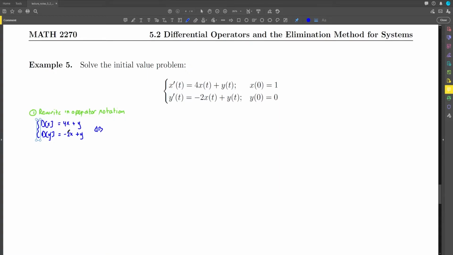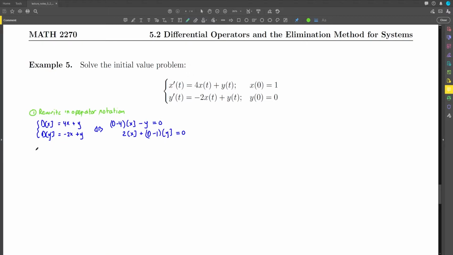Then in order to eliminate a variable, we're going to bring all the x's and y's to one side of each equation. And so for the first equation, we get d minus 4 of x minus y equals 0. In the second equation, we're going to take care of the x first to have it line up with this x here. So we're going to add 2x to both sides, and then we have plus d minus 1 of y, and that equals 0.